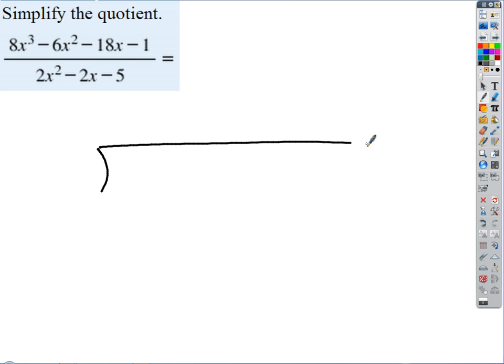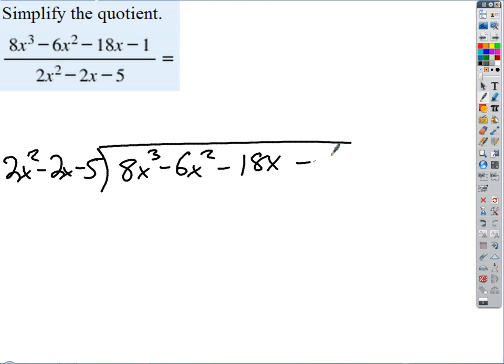Okay, the denominator's on the outside, and the numerator's on the inside then, right? Yep. Once again, if there's a missing term, and there's not, I have to include a 0 coefficient. I have to have columns for each power of x here, don't I? So 8x cubed minus 6x squared minus 18x minus 1.